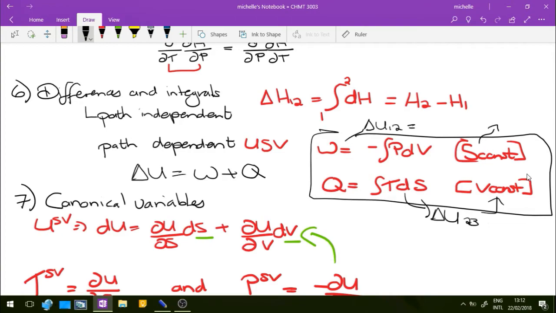But what you want to take away from that is delta u is a state function. It doesn't matter how you get there, but w and q can change. They can be different values to get you to your delta u, but your delta u will always be the same.